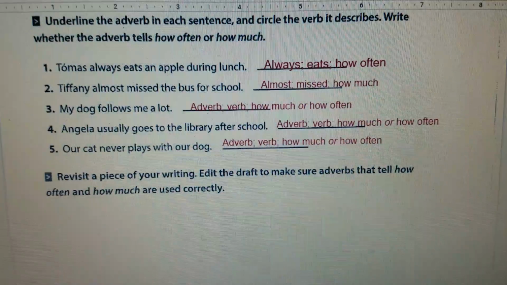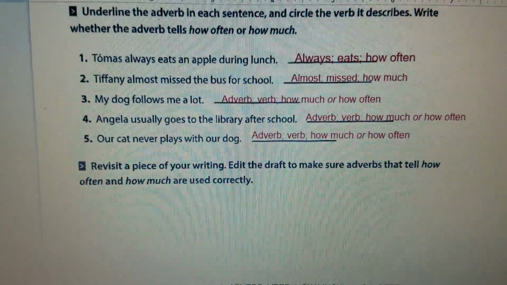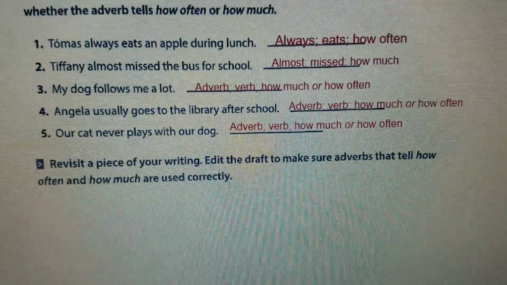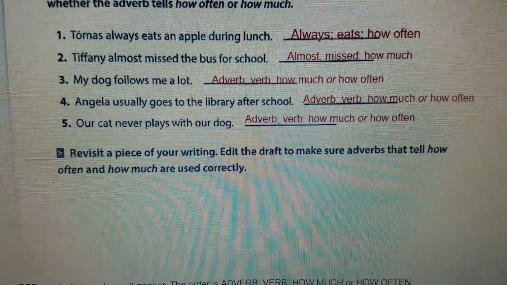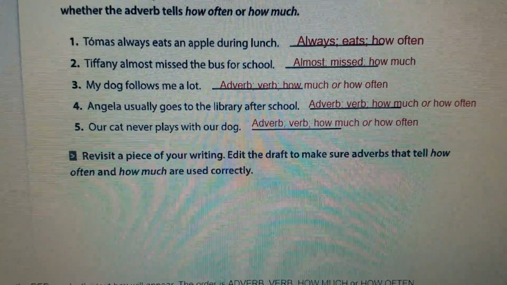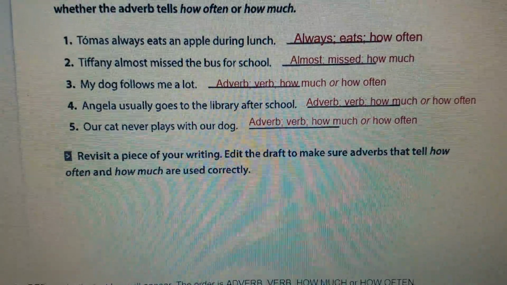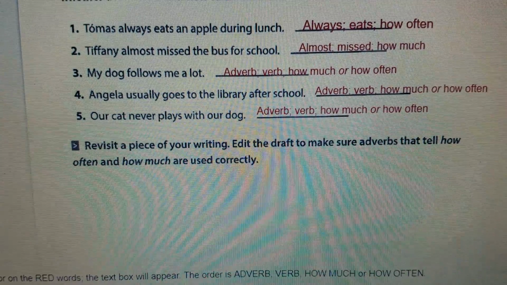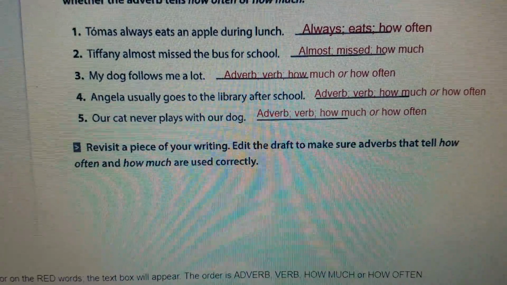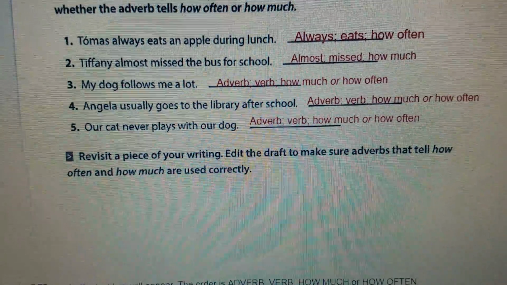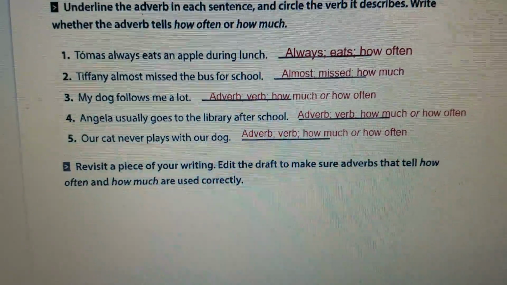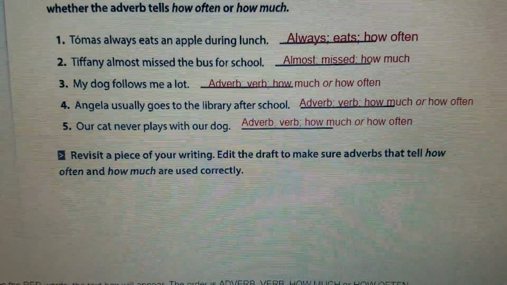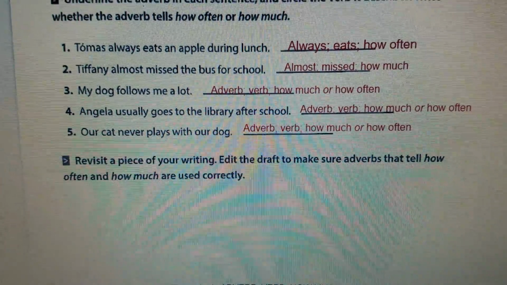Okay. My dog follows me a lot. What is your verb? What is happening in that sentence? How often, how much does it happen? My dog follows me a lot. And I'll tell you right now, a lot is a phrase. Number 4, Angela usually goes to the library after school. Your verb is goes. So your adverb, which word there tells you how much or how often that she goes to the library? Angela usually goes to the library after school.